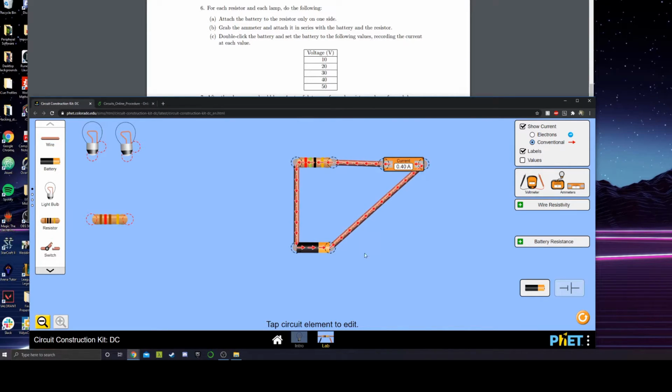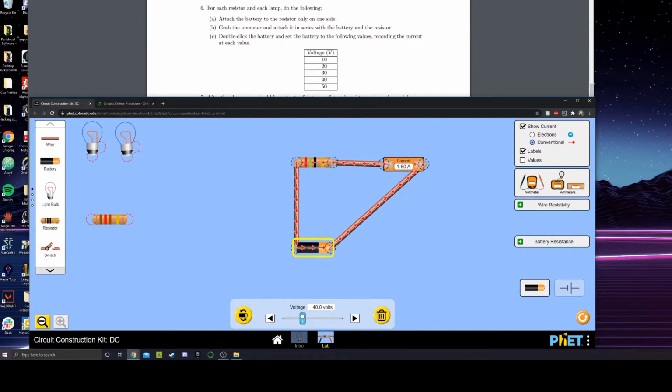So, okay, this is resistor 1. At 10 volts, we get about 0.4 amps. So go ahead and mark that down somewhere. I will up it now to 20 volts. And for 20 volts, we get about 0.8 amps. For 30 volts, we get about 1.2 amps, and you'll notice as it's going, these arrows are going faster and faster. That's to represent the flow of current.